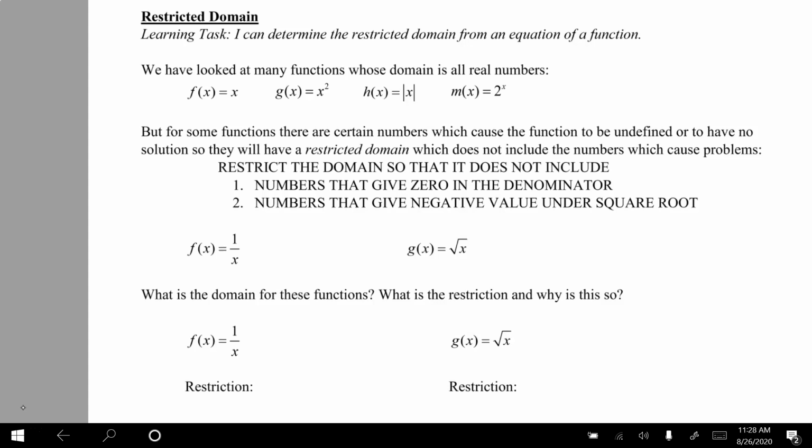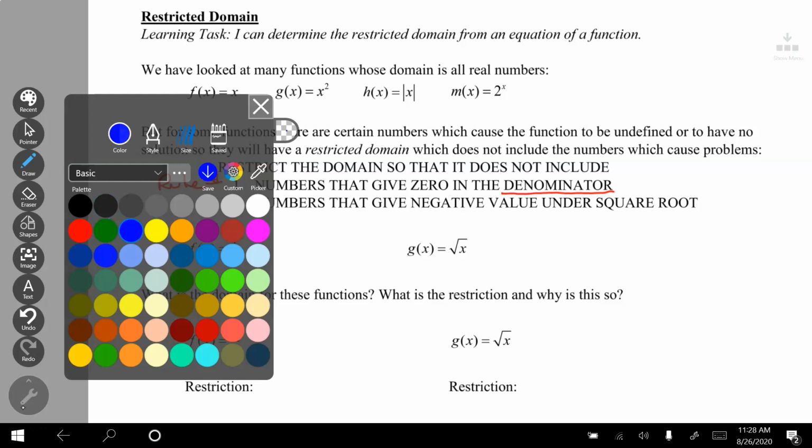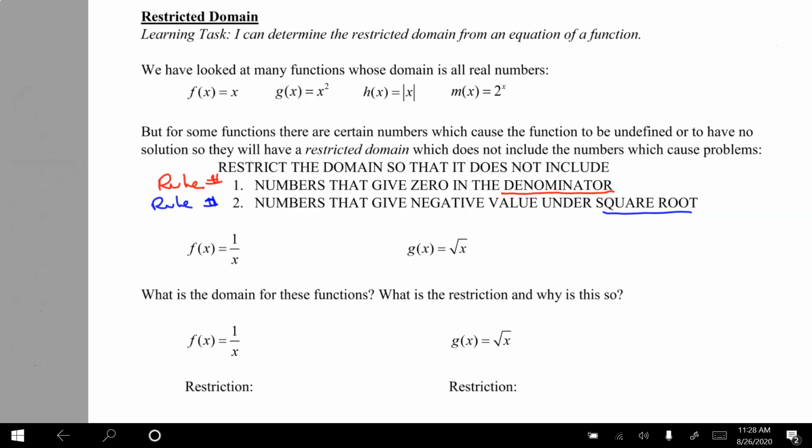So I'm going to call rule number 1 the one that has the denominator, and rule number 2 is the one that has a square root. So rule number 1 is that you cannot use a number for x that gives you 0 in the denominator. And rule number 2 is that I can't take square roots of negative numbers. Not really. So let's look at what our restrictions are: 1 over x and the square root of x.